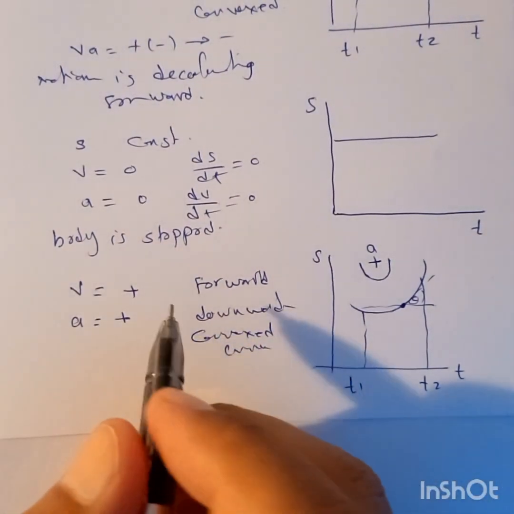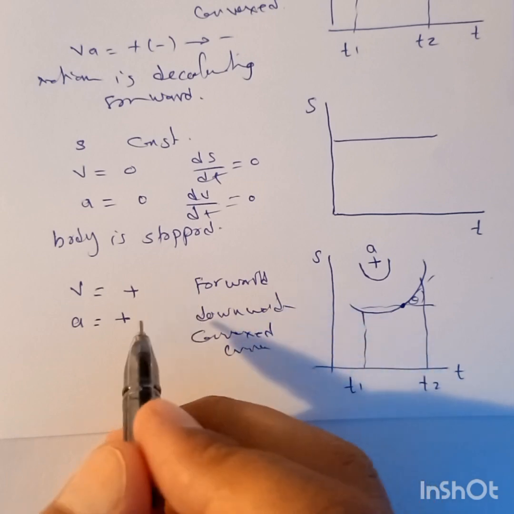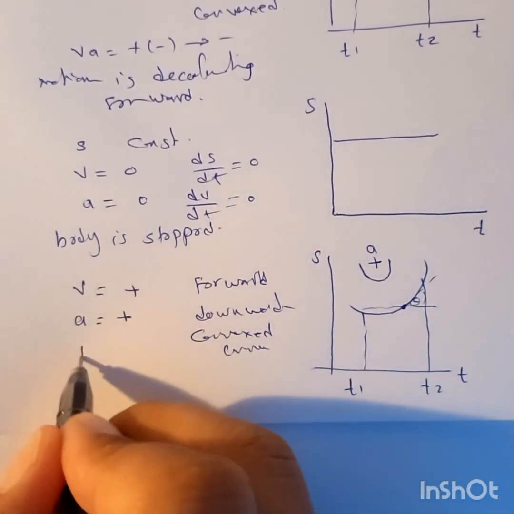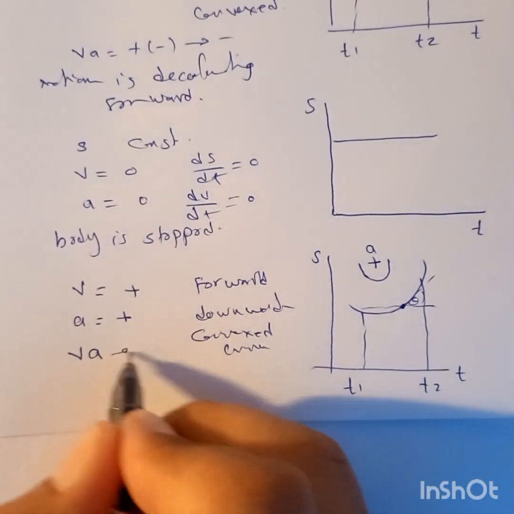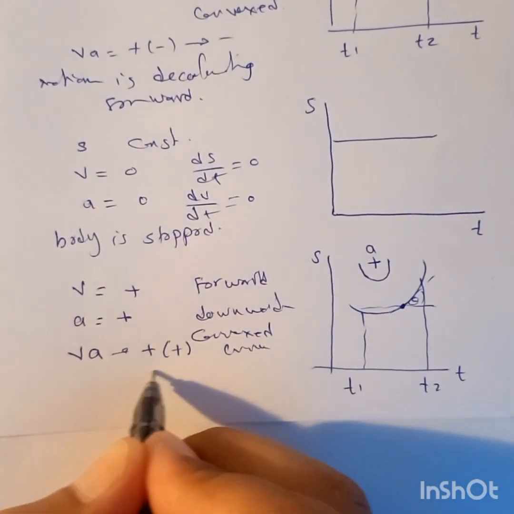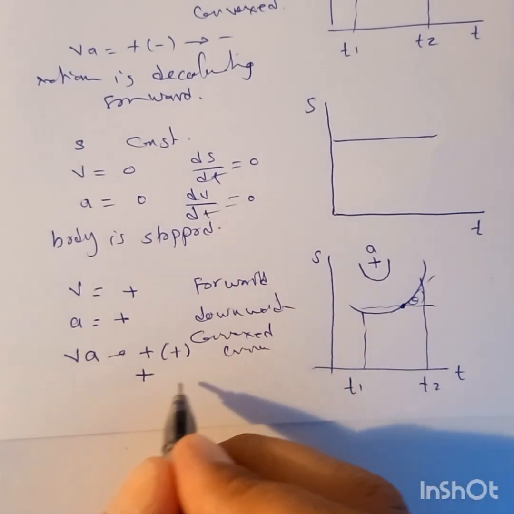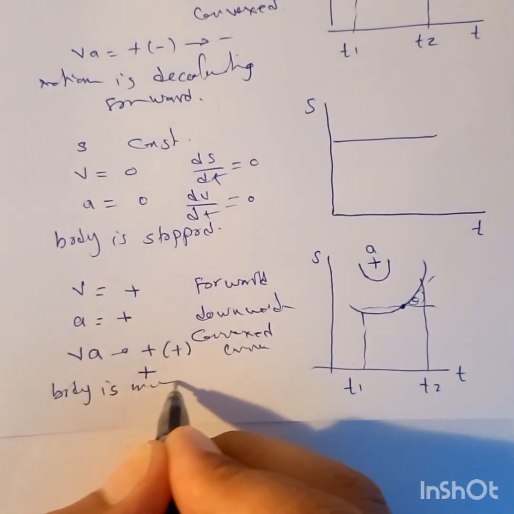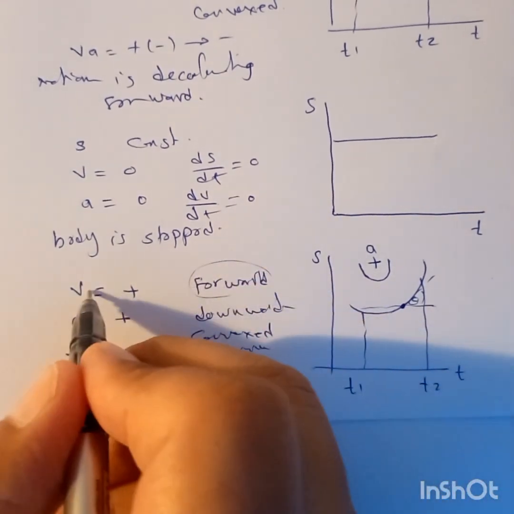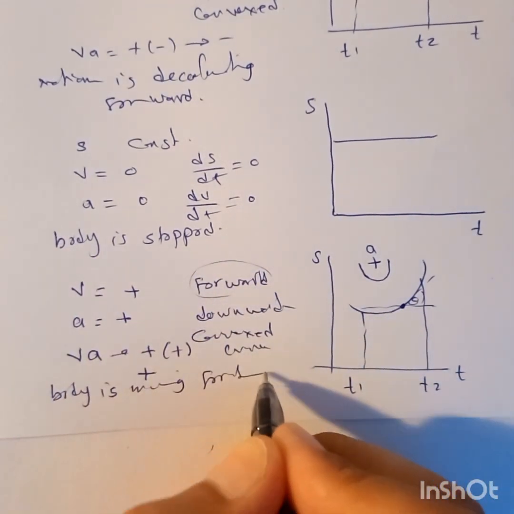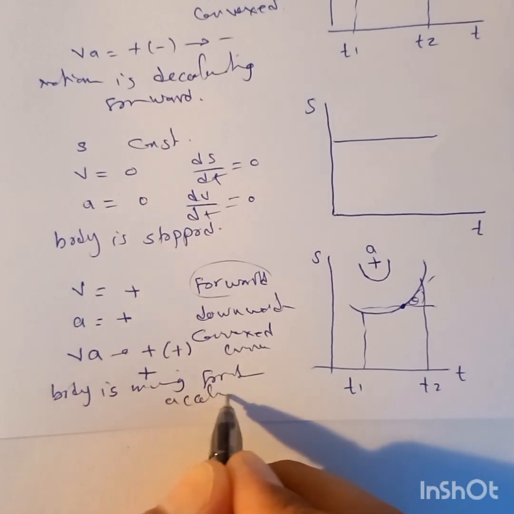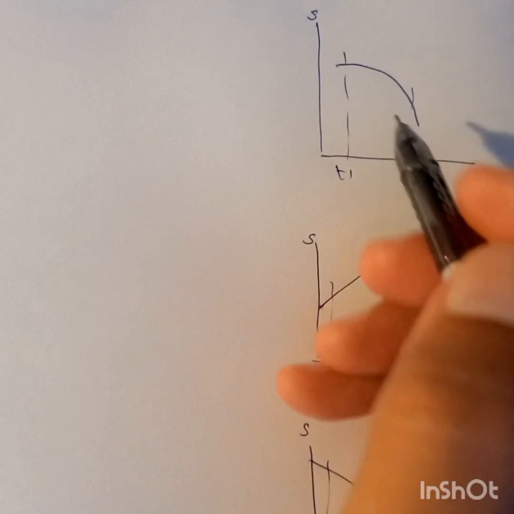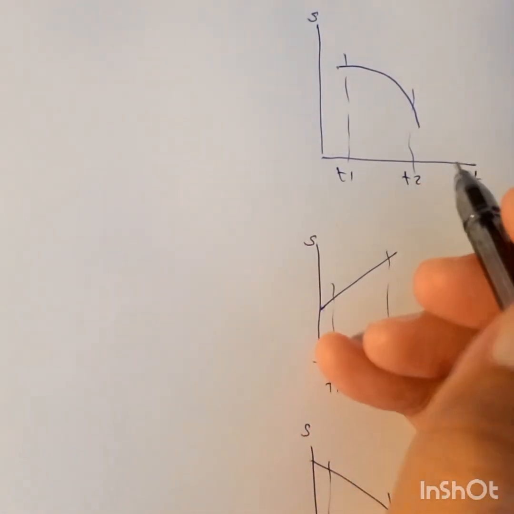To find whether the motion is accelerating or decelerating, we have to multiply v times a. We have a positive quantity times positive, then the result is positive. Then the body is moving in the forward direction according to the sign of velocity, and the motion is accelerating as well according to the sign of v times a.